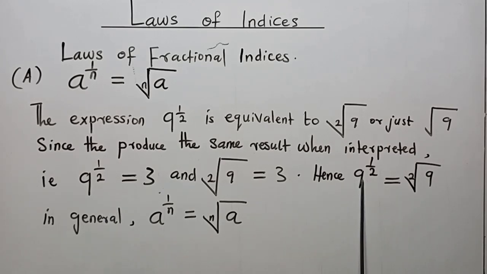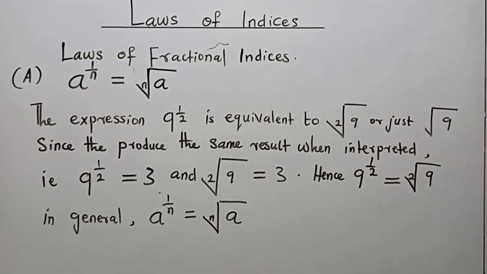in line with this observation, in general, a to the power 1 over n is equal to nth root of a. If what is here is 2, then what I'm going to have is square root of that number a. If what is here is 3, then I'm going to have the cube root of that number. If what we have here is 4, what I'm going to have there is the fourth root of that number. If what we have here is 5, what I'm going to have is the fifth root of that number, and in that order.